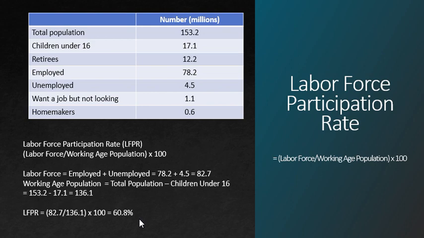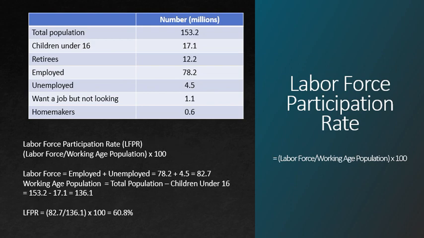So the last one that we want to calculate is what we call the labor force participation rate. And the labor force participation rate tells us what portion of our working age population, those 16 and older, that are either employed or unemployed. That's our labor force, the group of people that either has a job or wants a job and is looking for a job. Okay, so the labor force participation rate is going to be the labor force divided by the working age population.